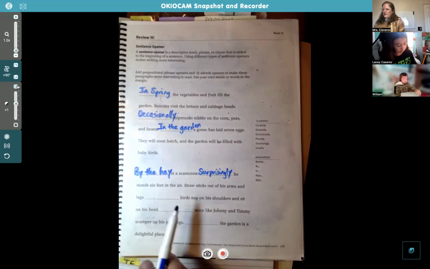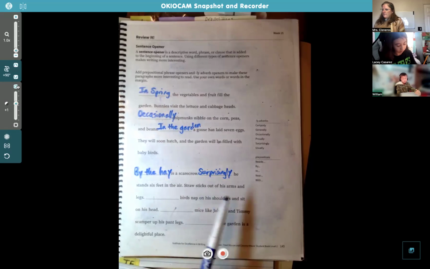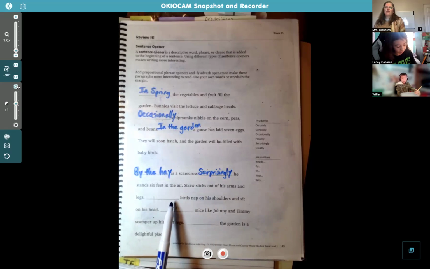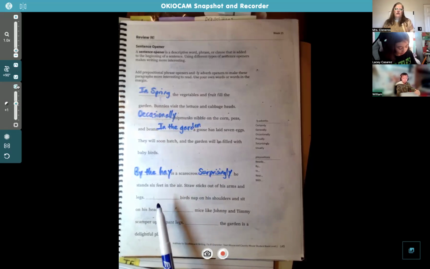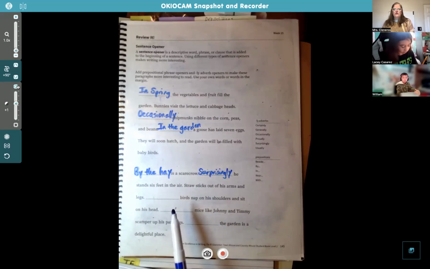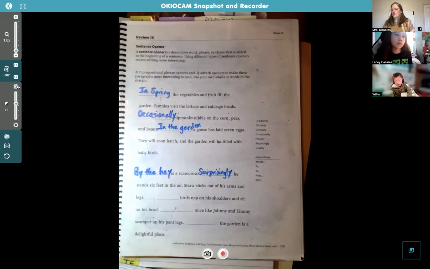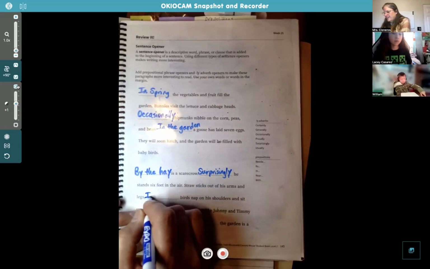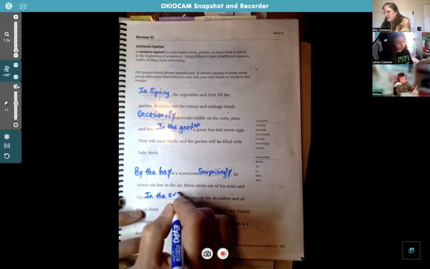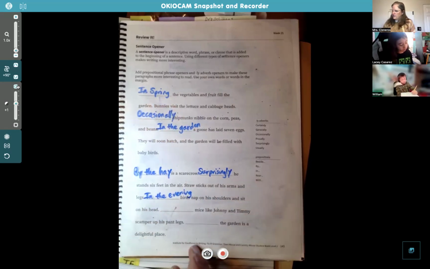The next one is going to be another prepositional phrase for you, William. So, where are the birds napping? Or no, not where. Maybe think of what time of day? In the morning, in the afternoon. Birds nap on his shoulders and sit on his head. What do you think? In the evening. In the evening, okay. In the evening. Good. Birds nap on his shoulders and sit on his head.